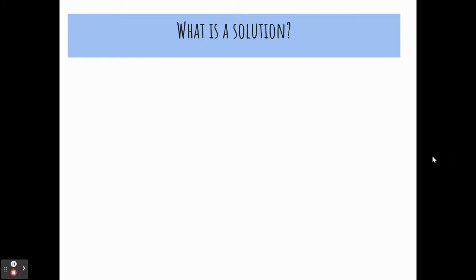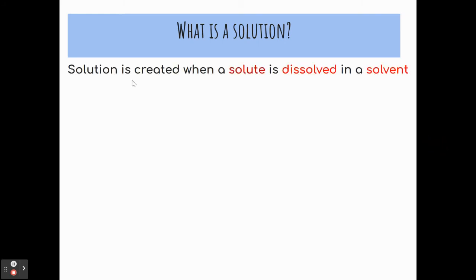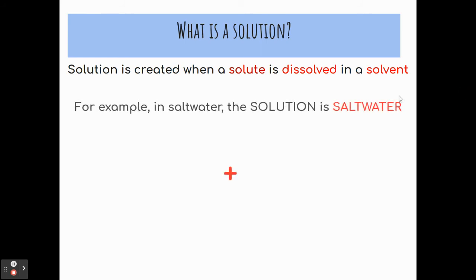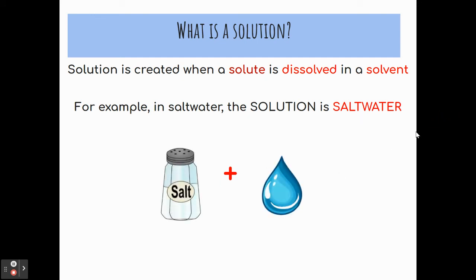So when you put a solvent and a solute together, you create a solution. A solution is created when a solute is dissolved in a solvent. For example, in salt water, the solution is our salt water. So we've got salt, and we've dissolved it in water, and we've created salt water. Salt water is our solution.